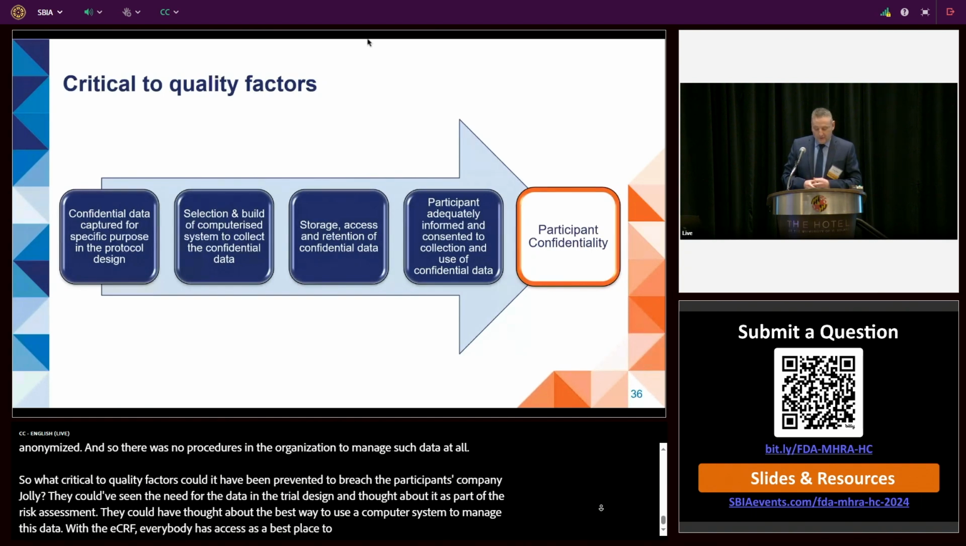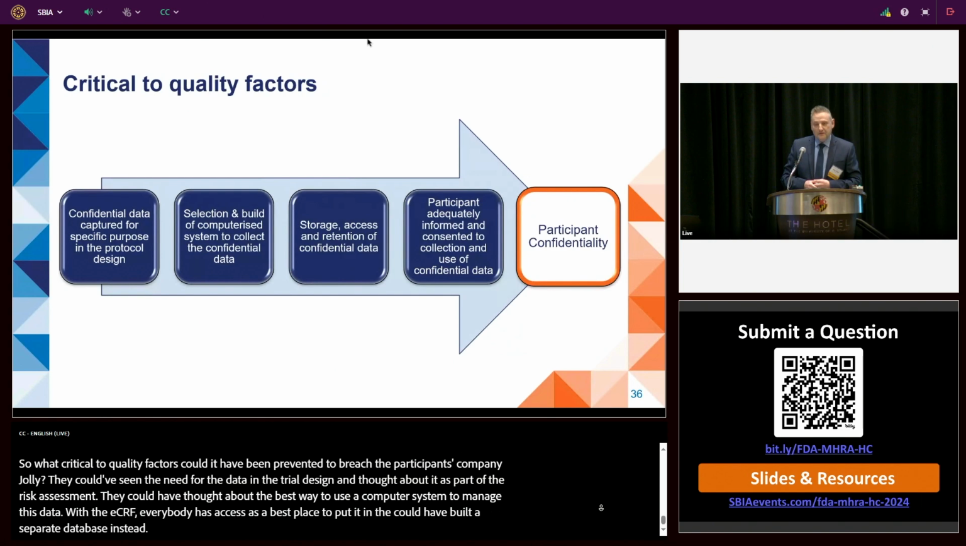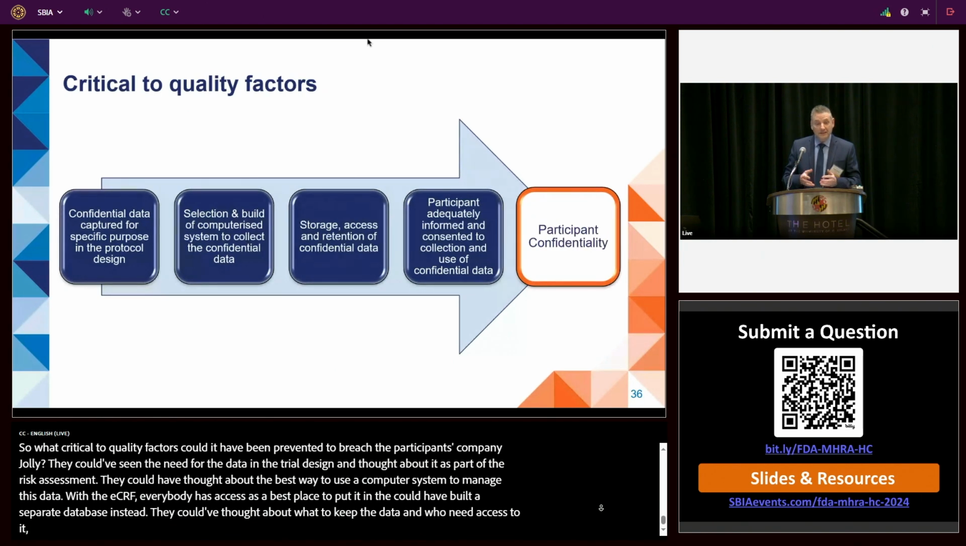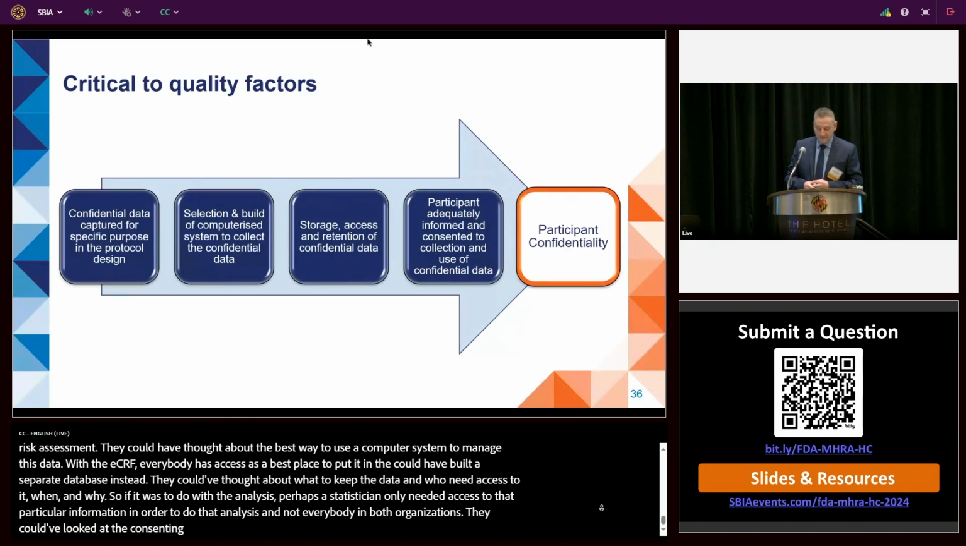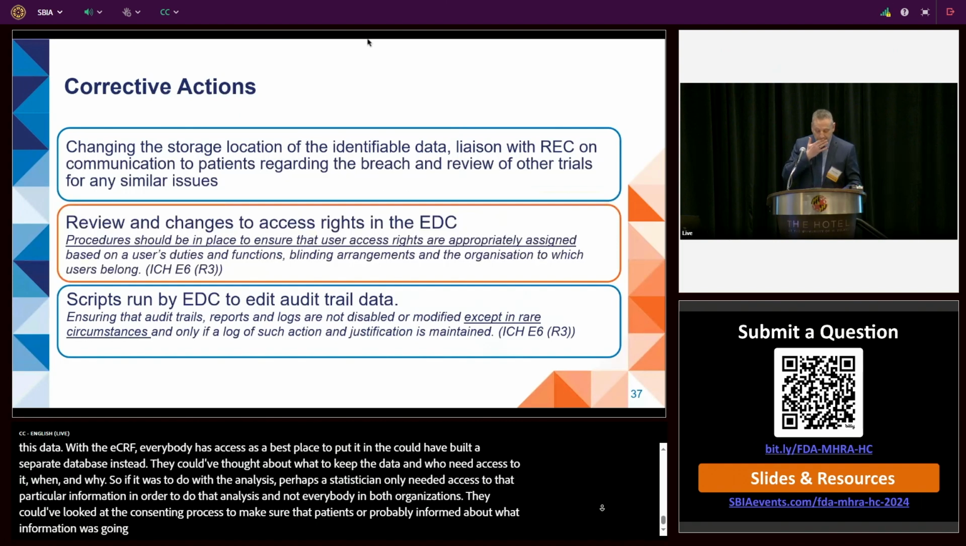They could have thought about where to keep the data and who needed access to it, when and why. So if it was to do with the analysis, perhaps the statistician only needed access to that particular information in order to do that analysis, and not everybody in both organizations. They could have looked at the consenting process to make sure that patients were properly informed of what data was going where in relation to the trial design. So what corrective actions did the CROs make?